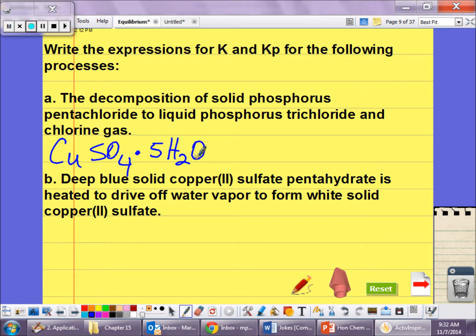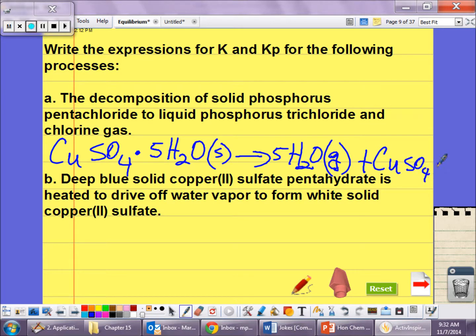Okay, deep blue solid, very important, tells me it is a solid. It is heated to drive off water vapor. So I write down my water, and I already see it is 5 water. But it's a vapor. It is a gas. The difference between a gas and a vapor: a gas is a gas at room temperature, and a vapor is a solid or a liquid that has been changed into a gas. But I still write that this is a gas, and to form the white solid copper 2 sulfate, this is my CuSO4, and it is solid.